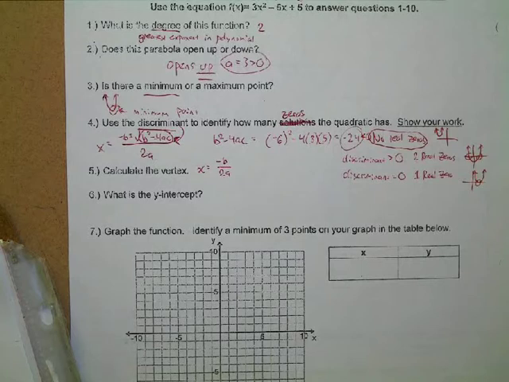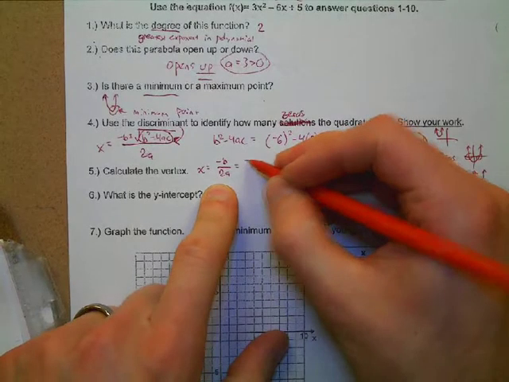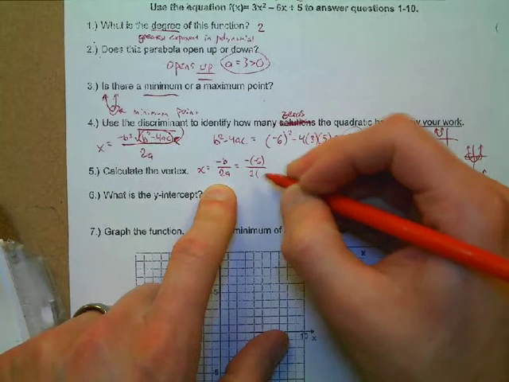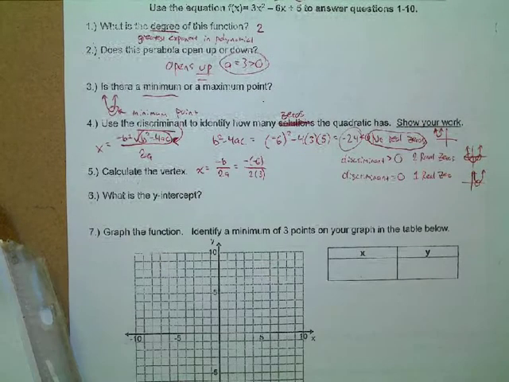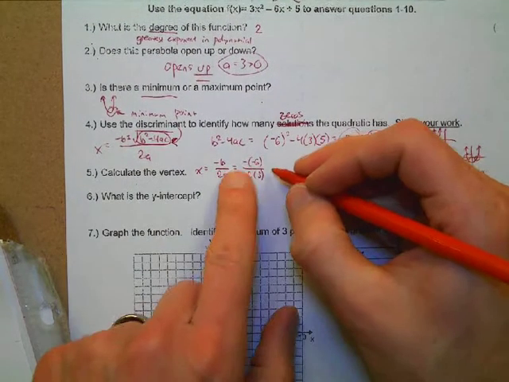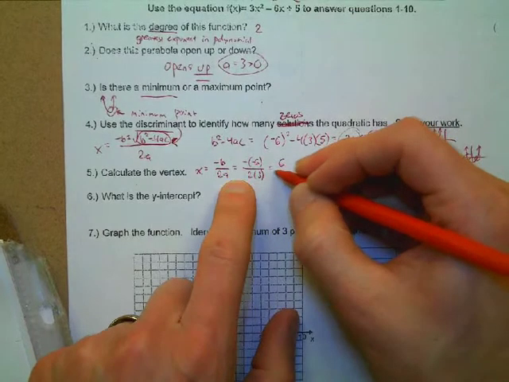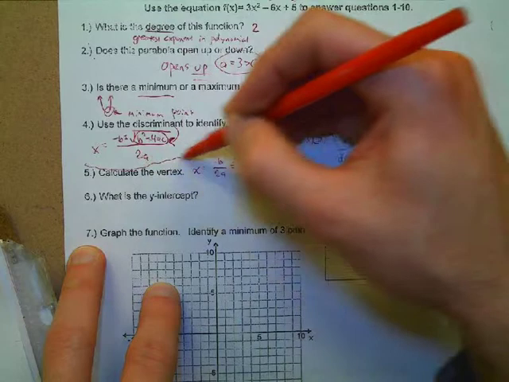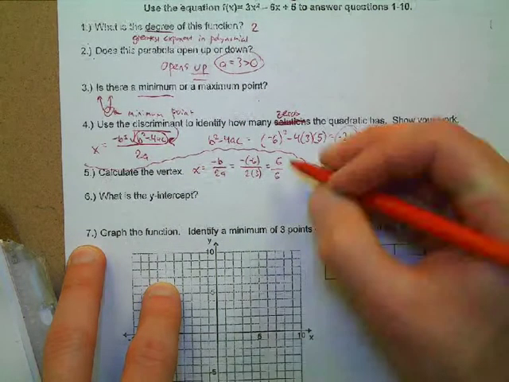So we'll go ahead and plug this in. Again, b is negative 6. So negative negative 6 over 2 times a, which is 3. Okay. Negative 6 becomes positive 6 over 2 times 3, which is also 6. I'm going to run out of space. Which is just what? What's 6 divided by 6? 1.